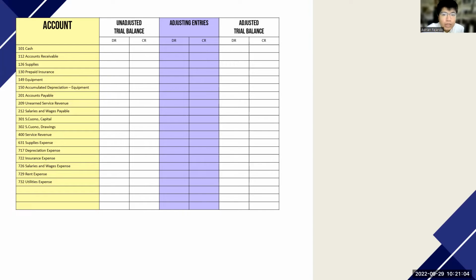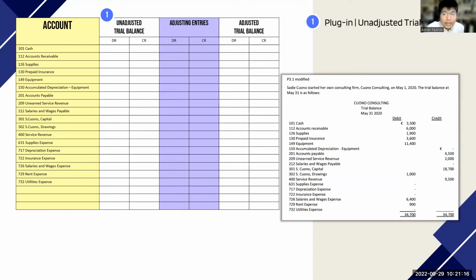Okay. So now that we're clear with the format, let us go to step 1, which is basically the simplest thing to do: plug in our unadjusted trial balance, right? So luckily, in the Kono Consulting, they already gave us the trial balance. So no need to create the initial journal entries.